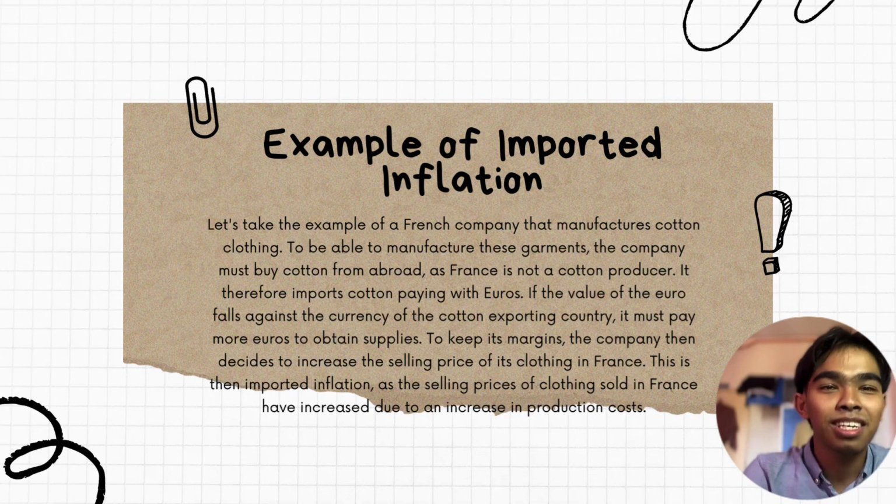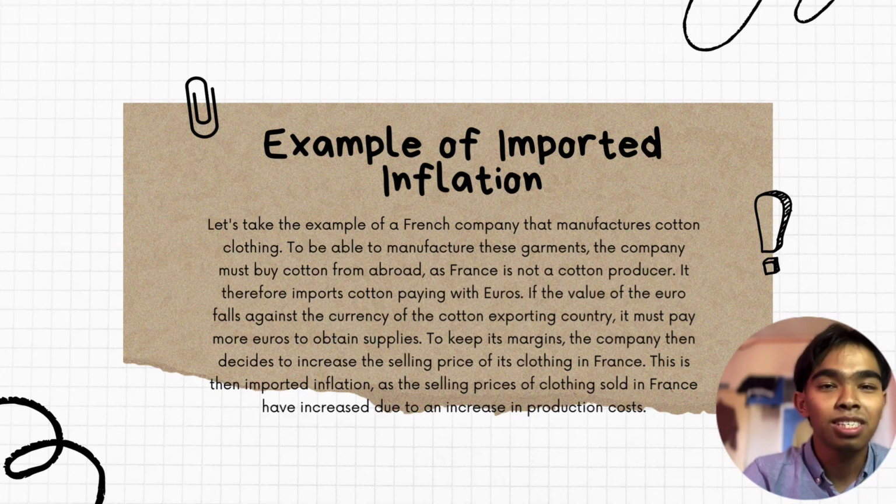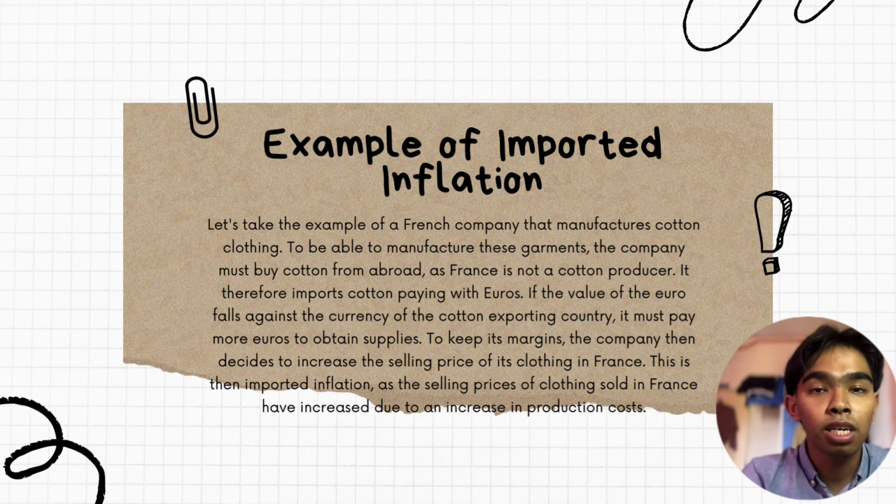So, for example, let's take the example of a French company that manufactures cotton clothing. To be able to manufacture this garment, the company must buy cotton from abroad, as France is not a cotton producer. It therefore imports cotton, paying with euros. If the value of the euro falls against the currency of the cotton exporting country, it must pay more euros to obtain supplies. To keep its margins, the company then decides to increase the selling price of its clothing in France. This is then imported inflation, as the selling price of clothing sold in France has increased due to an increase in production costs.